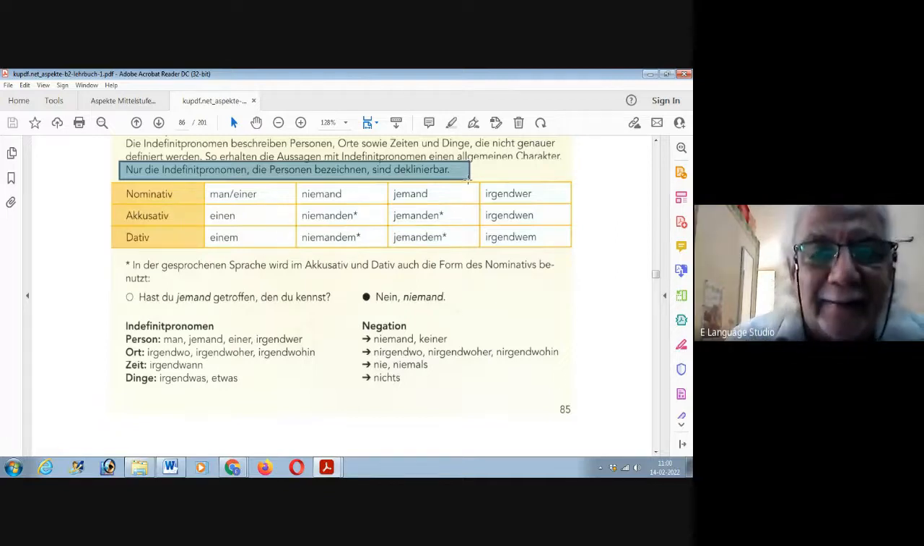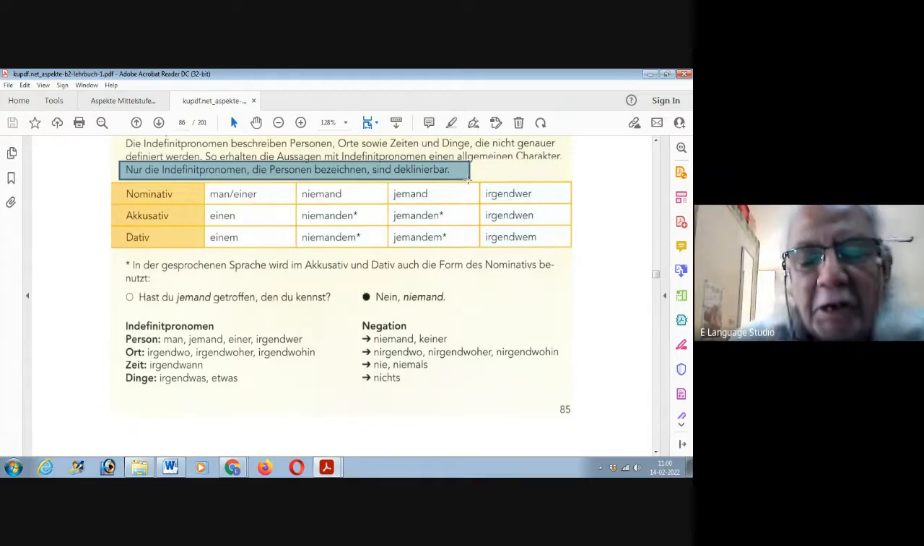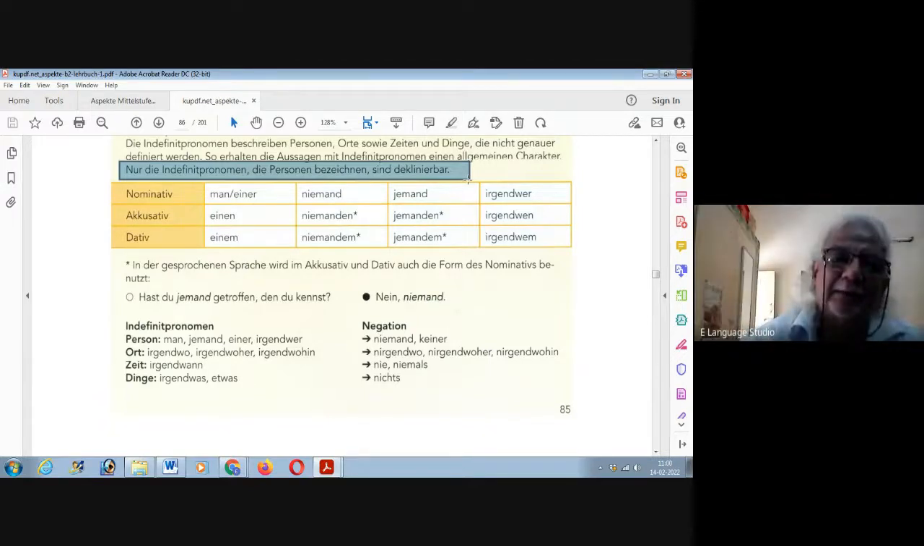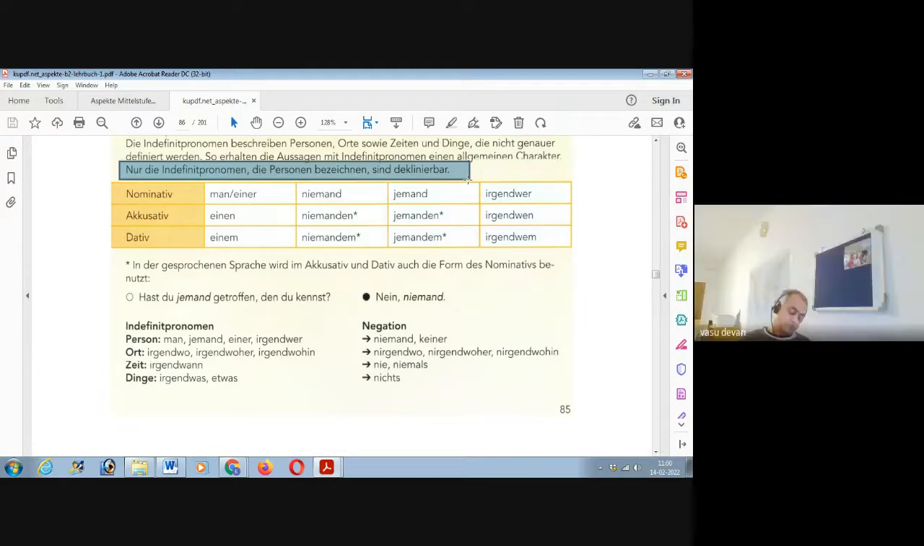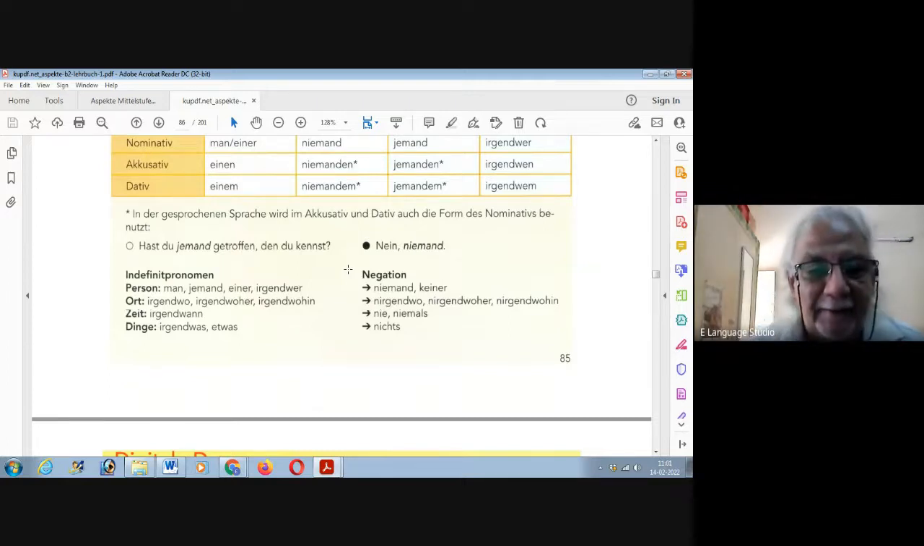When you are using irgendwas, don't use the declension. Was möchtest du denn kaufen? Irgendwas. Something, one or the other. Something. And more importantly, we need to know the opposites. Indefinite Pronomen. Man, jemand, einer. Irgendwer, Person. Negation ist niemand oder keiner.